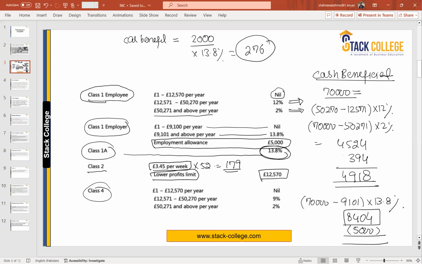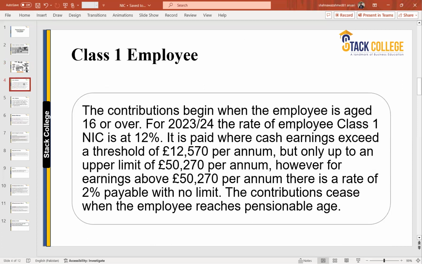Similarly, for class 4, there is a profit threshold. If the profit is in between these two limits, then the rate is 9%, and if it is above this, the rate is 2%. The threshold is the same as class 1 employee, but the rate is 9% and 2%. Now let's see in detail.